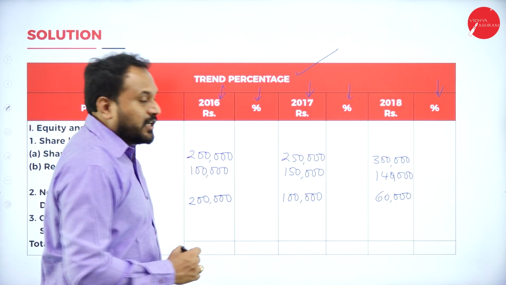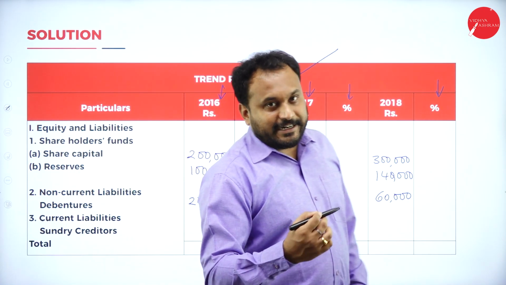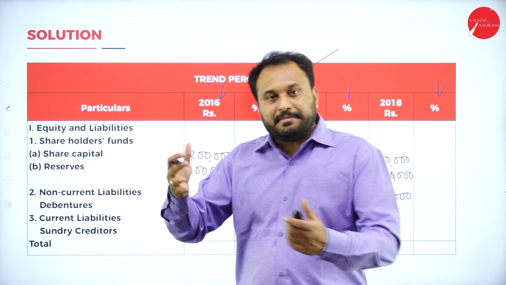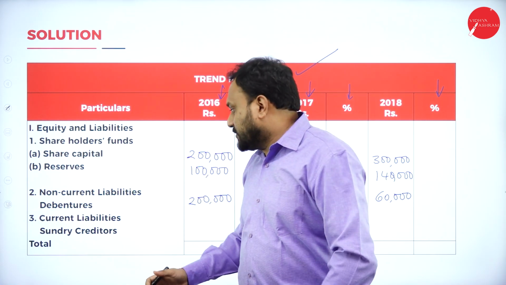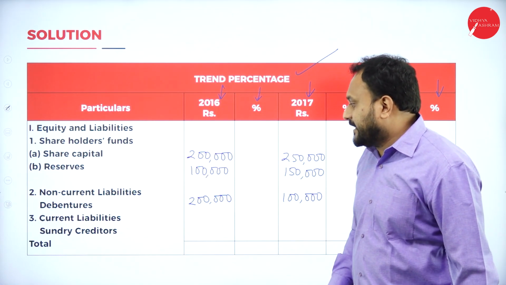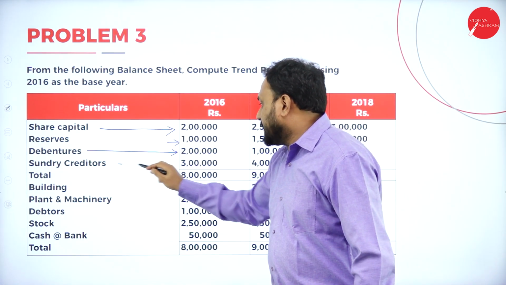Next we have what? We had something called sundry creditors. Now which heading will it come under? They'll come under the current liabilities. So we'll go with the current liability, sundry creditors. Now how much is sundry creditors?